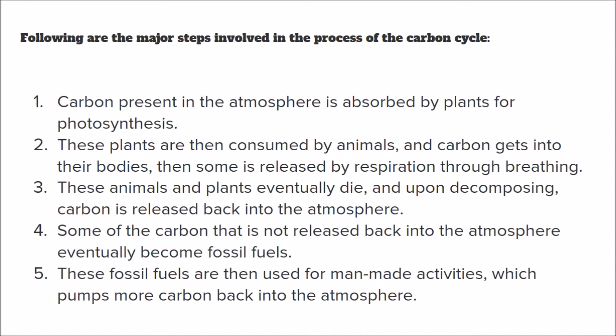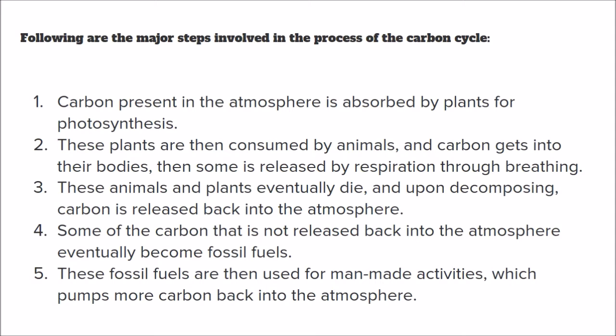Carbon cycle steps. Following are the major steps involved in the process of the carbon cycle. Carbon present in the atmosphere is absorbed by plants for photosynthesis. These plants are then consumed by animals and carbon gets into their bodies. Then some is released by respiration through breathing.